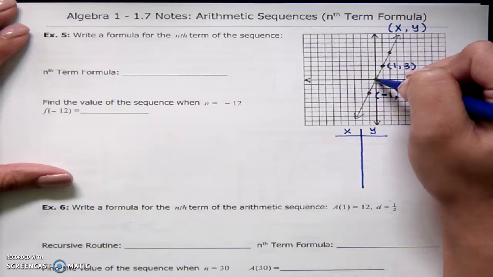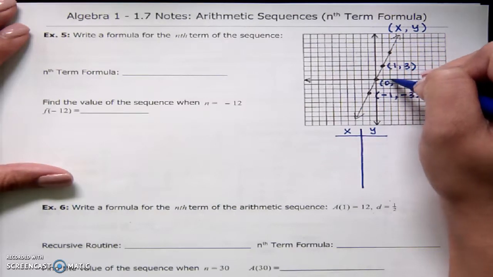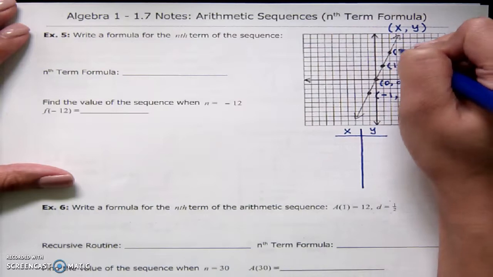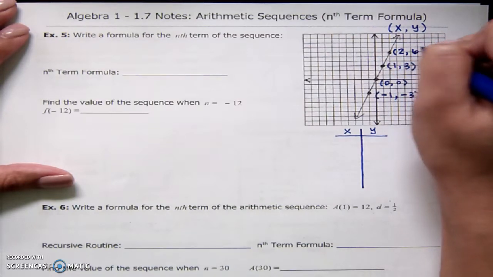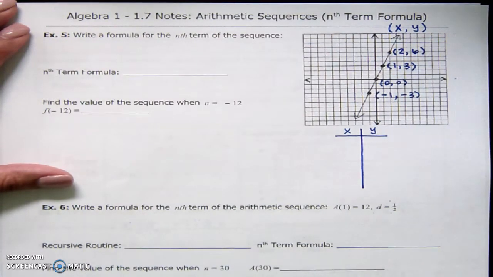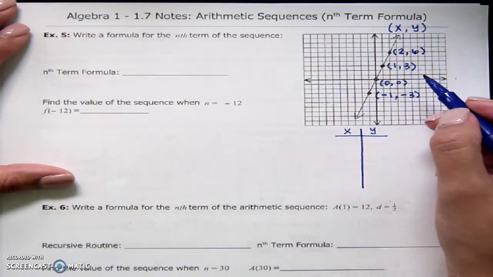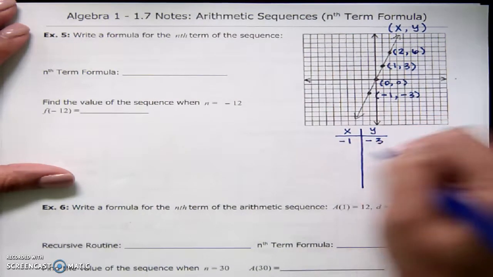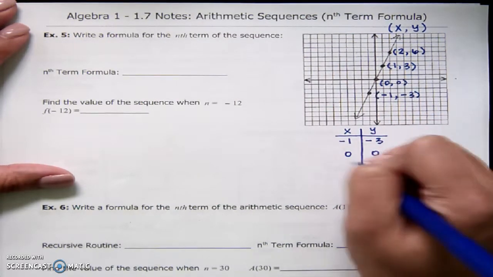And this one, I go back. You always go back to the middle. I go over 1, 2, and up 1, 2, 3, 4, 5, 6. So right 2, up 6. So now that I have my ordered pairs, I can just use those numbers to actually create my table. And I'm just going to start from the bottom up. Negative 1, negative 3. 0, 0.